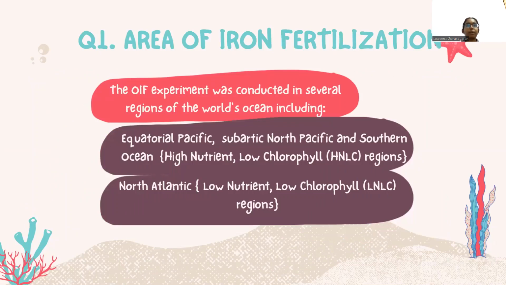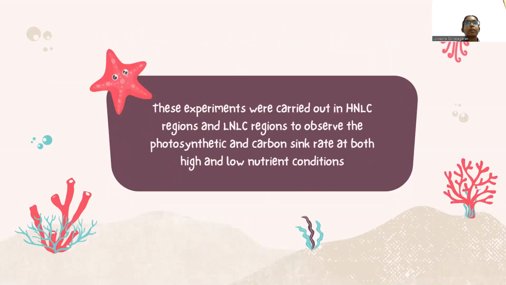So the OIF experiments were conducted in several regions of the world's ocean, including the Equatorial Pacific, Subarctic North Pacific, and Southern Ocean, which are high nutrient, low chlorophyll water regions, and the North Atlantic, which is a low nutrient and low chlorophyll water region. Why were they chosen for these experiments? It was to observe the photosynthetic and carbon sink rate at both high and low nutrient conditions.